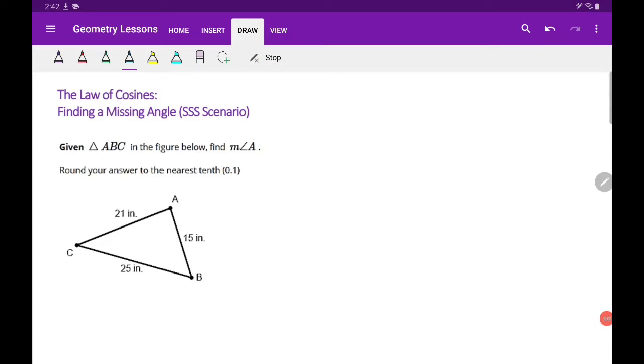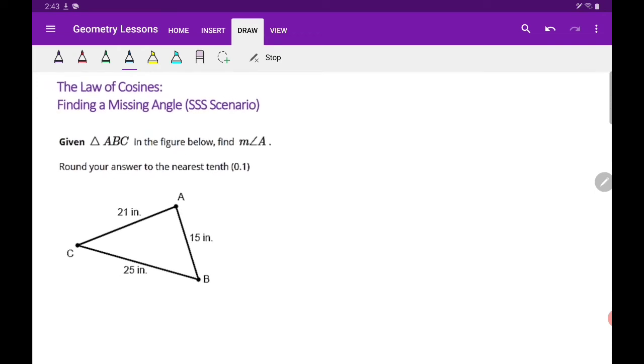The law of cosines and finding a missing angle in an SSS scenario. Of course, all the sides are already given to you. That's why it's called side, side, side. And you most probably are going to be asked for the measure of one of the angles or all of the angles. In this case, we're only asked to find the measure of angle A.